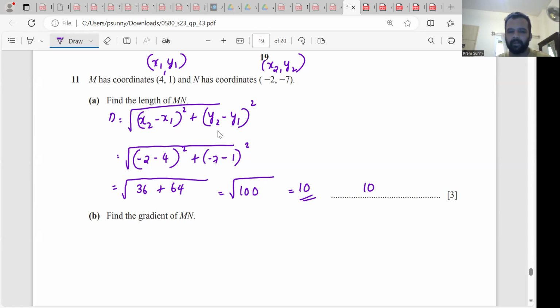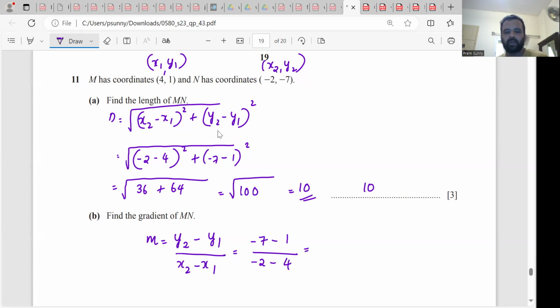Find the gradient of MN. We know the formula to find the gradient when 2 points are given: y2 minus y1 over x2 minus x1. y2 is minus 7, a negative sign is there, so I am putting that negative sign. y1 is 1. Divide by x2. x2 is minus 2. Already there is a negative sign. x1 is 4. So minus 7 minus 1 is minus 8. Minus 2 minus 4 is minus 6. Both the negative signs get cancelled. 8 over 6 can be written as 4 over 3, both of them are in the 2 times table. So I got the gradient as 4 by 3.